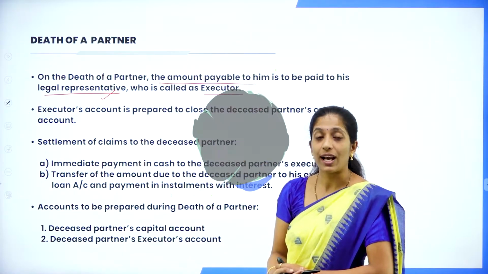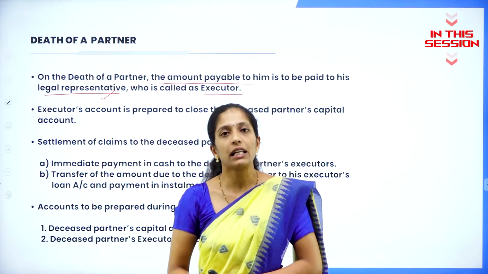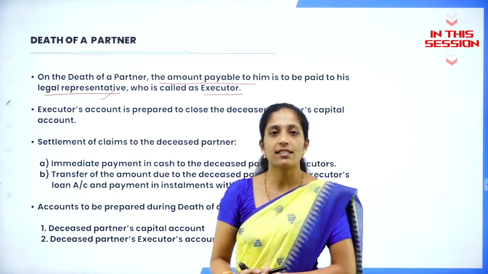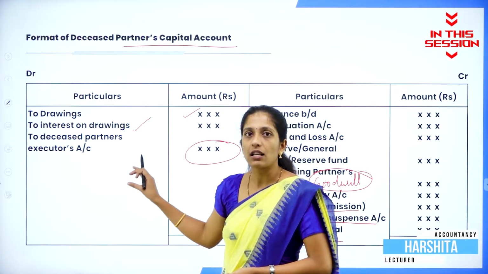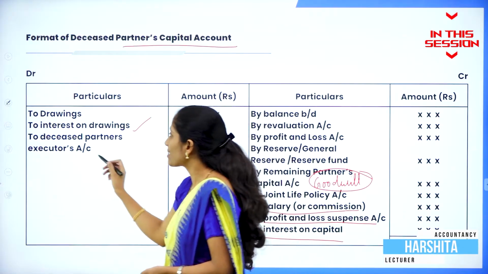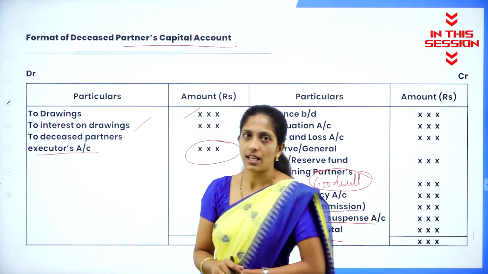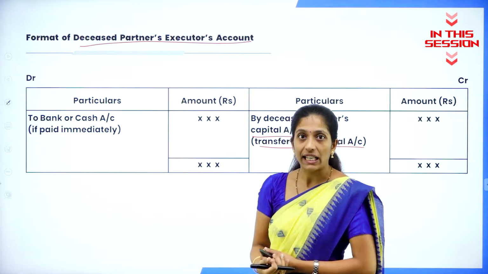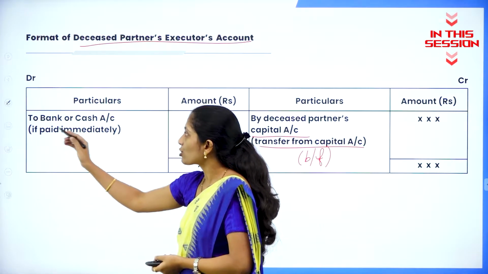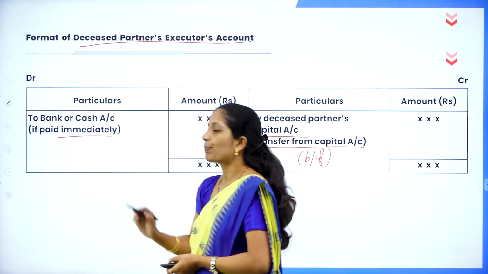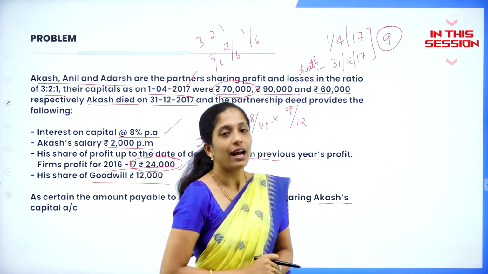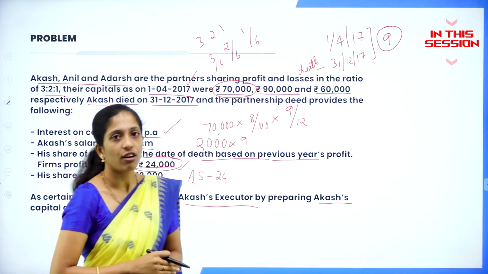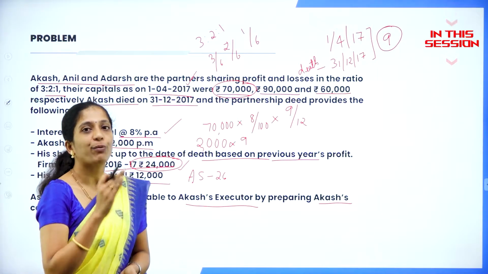Who is an executor? Executor is a legal representative of a deceased partner. The amount which is payable, or the balancing figure, will be transferred to the deceased partner's executor's account. Suppose the payment is made immediately, then we'll record it as to bank or cash account. They have given the previous year profit. Based on that, we have to calculate his share of profit. So it's nothing but profit and loss suspense account.